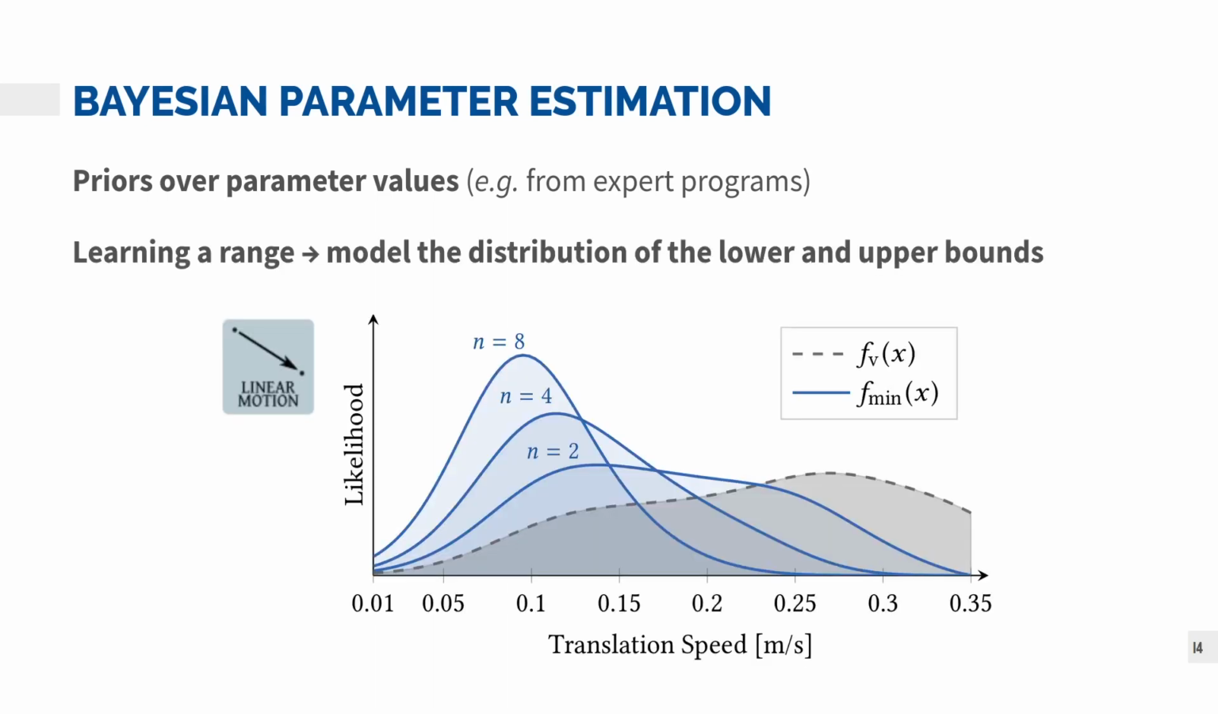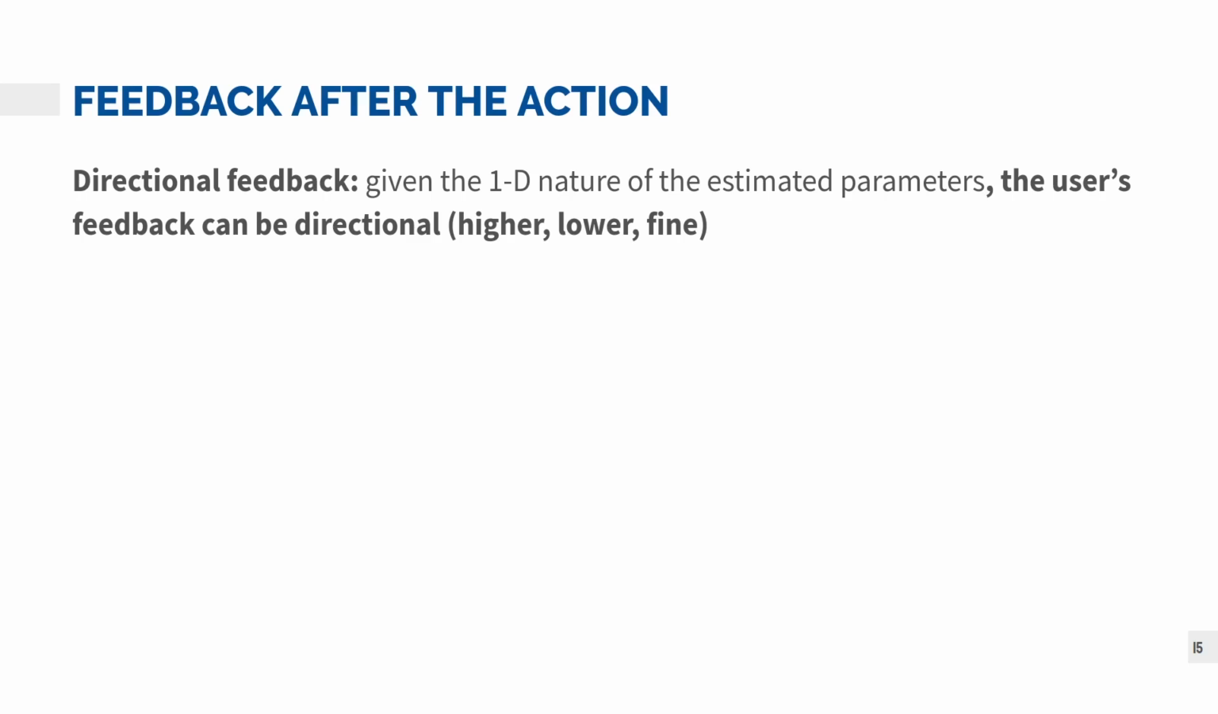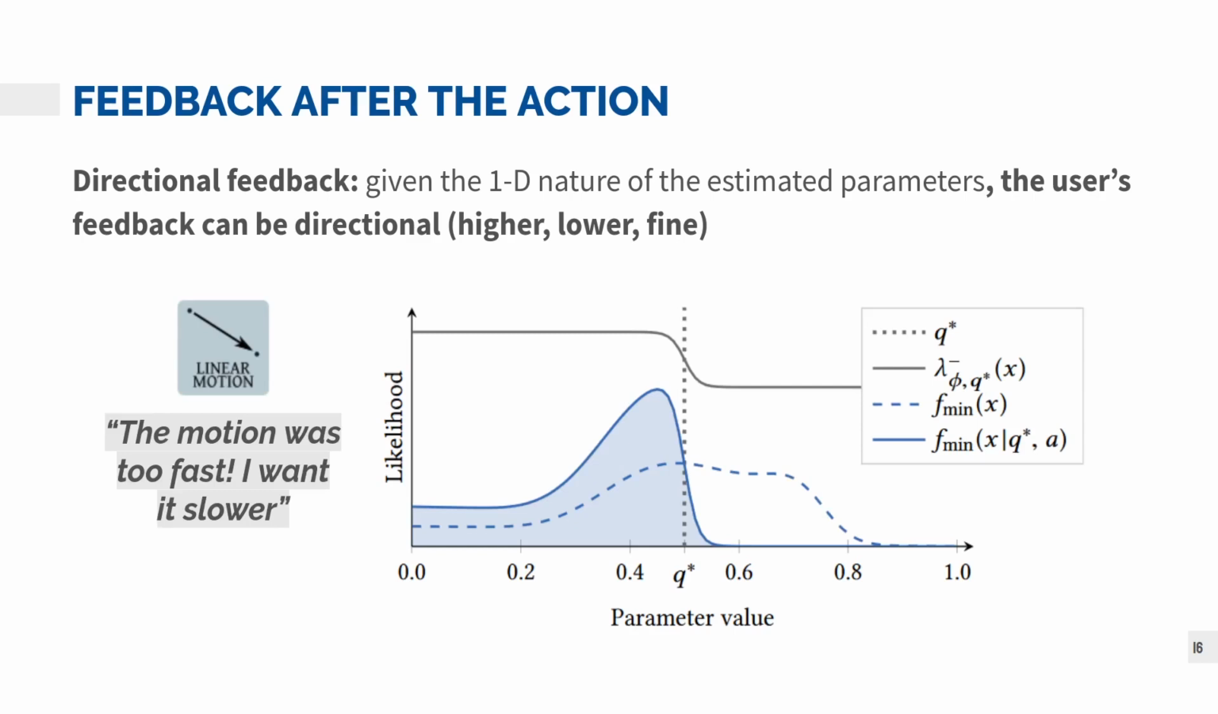Here, you can see the prior for the speed of the linear motion in gray. In blue, you can see different choices of distribution for the lower bound. Regarding the model update, given the one-dimensional nature of the tuned parameters, we allowed users to provide directional feedback. The users could specify if our parameter value should be lower or higher, or if it is just fine after seeing an action execution. You can see here how the lower bound posterior is computed starting from the prior distribution, based on the query parameter value and the user feedback, telling that the robot should move slower.